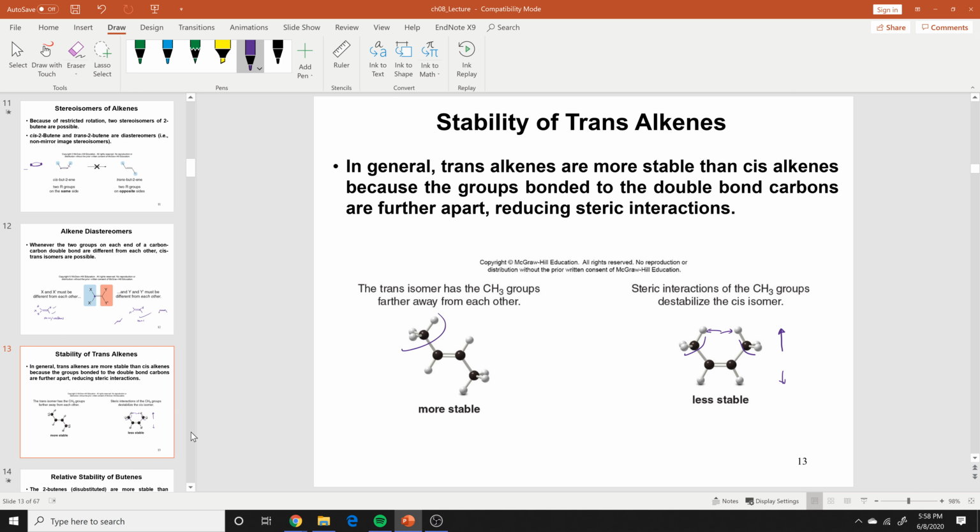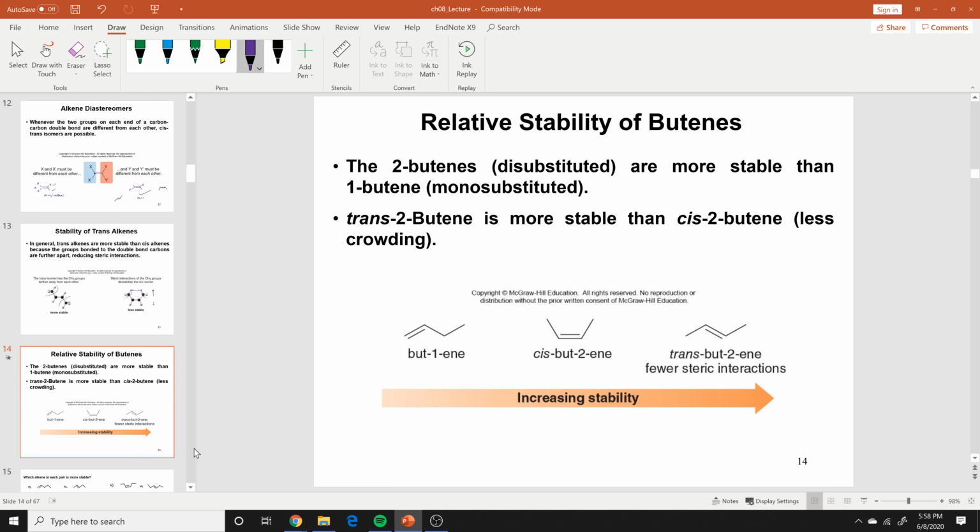In the trans, the CH3s are completely 180 degrees away from each other. So it's going to be less energy because the CH3s don't interact with each other. So it's going to be more stable.